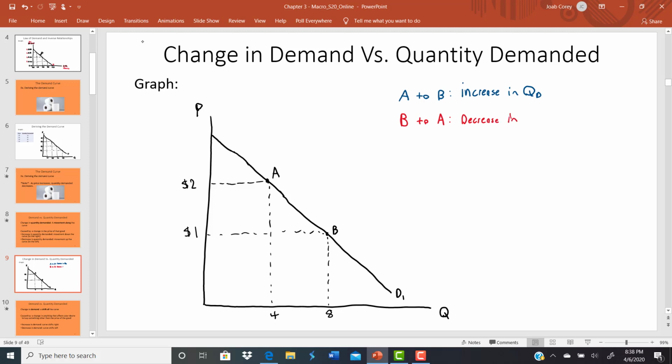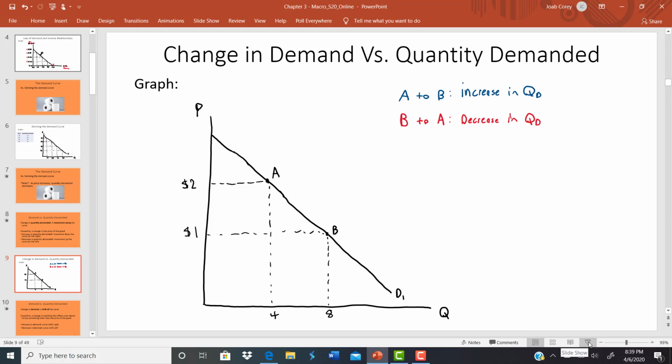Again, not in demand, but in quantity demanded. You are buying fewer pickles now because the price of pickles has gone up. So ask yourself, why am I buying more or why am I buying less? If you're buying more because the price of the good itself has gone down, that is an increase in quantity demanded. Or if you're buying less because the current price itself has gone up, then that is a decrease in quantity demanded. So be very careful, please.